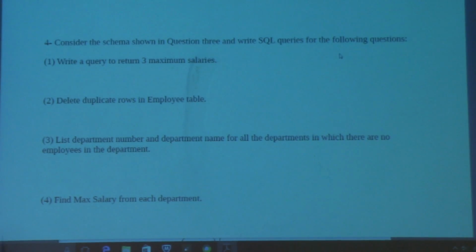When you use TOP on a table, you return 3 rows. If you sort it descending, then you can get the 3 maximum.